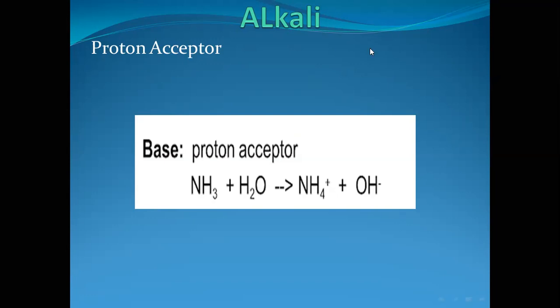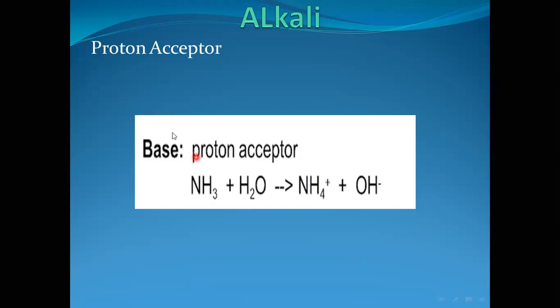It's a proton acceptor. So you have to remember, acid is a proton donor. Proton donor means it will produce H positive. HCl forms H positive plus Cl negative. So this is acid. But when I talk about alkali, it is a proton acceptor. What does it mean, proton acceptor? It will accept hydrogen.